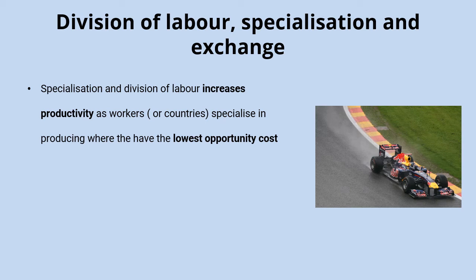So if every country specialises in what they're good at doing and where they have the lowest opportunity cost, then we're going to be able to increase our overall output. And that's really what drives countries to trade with each other, because they're looking to be as productive as they possibly can be and produce as much output between them as they possibly can.